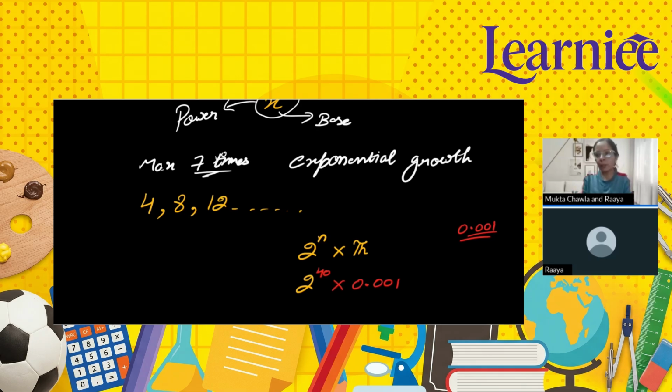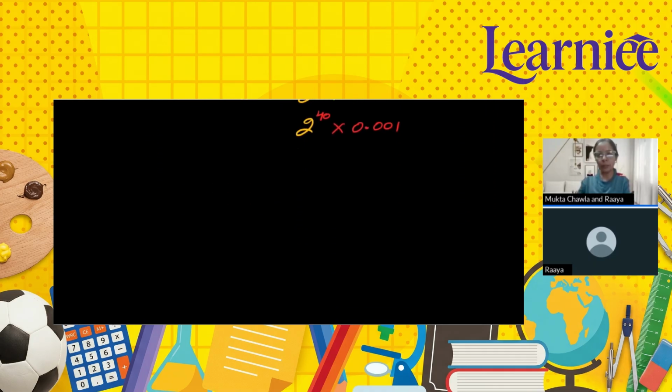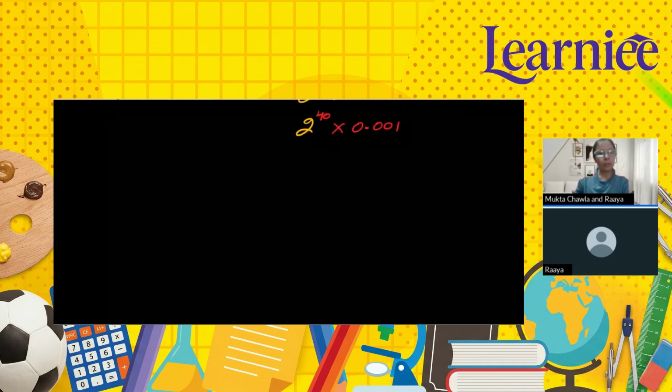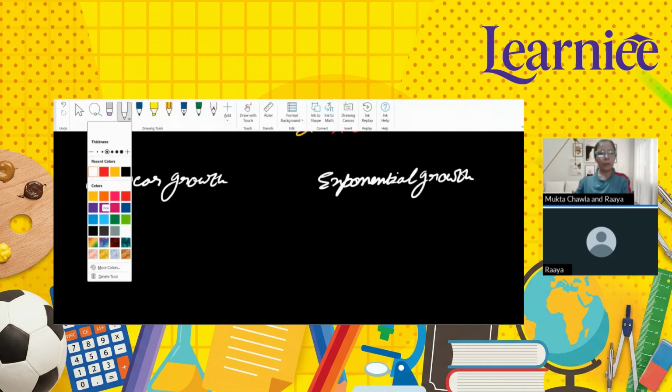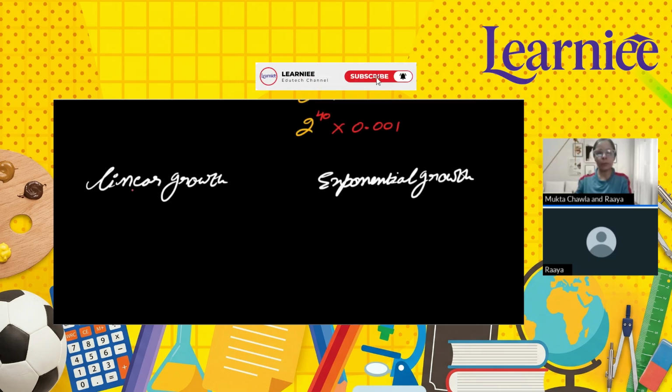One more thing is there. We have discussed exponential growth. What is linear growth? Have you heard of linear growth? What is the difference between linear growth and exponential growth? Ma'am, linear growth is basically, let's say, an increase in the quantity. Yes, very good. In both the terms, the value is increasing.